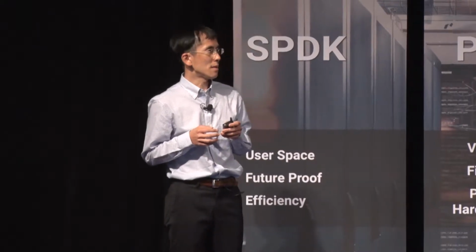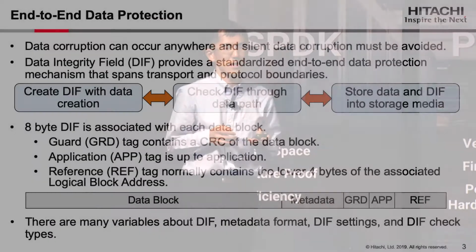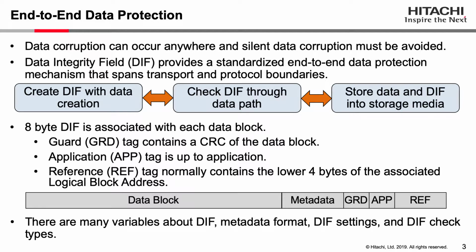How it works is shown on the left side. At first the application creates DIF at data creation. In the middle, intermediate layers can check it when the data is transferred through them, and the target device receives the data and DIF and can do a final check before storing to the storage media.